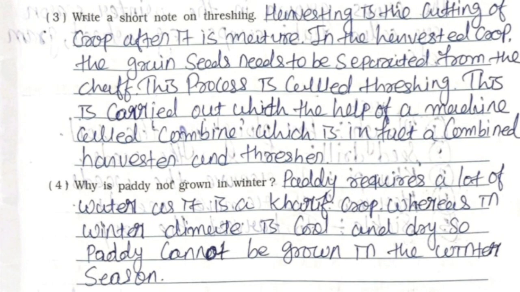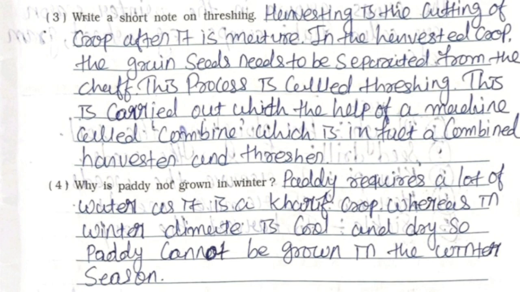Third one, write a short note on threshing. Harvesting is the cutting of crop after it is mature. In the harvested crop, the grain seeds need to be separated from the chaff. This process is called threshing. This is carried out with the help of a machine called combine, which is in fact a combined harvester and thresher.